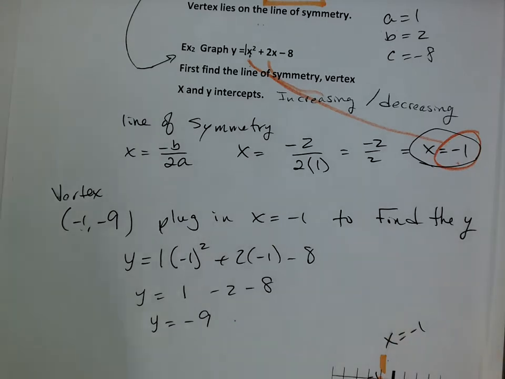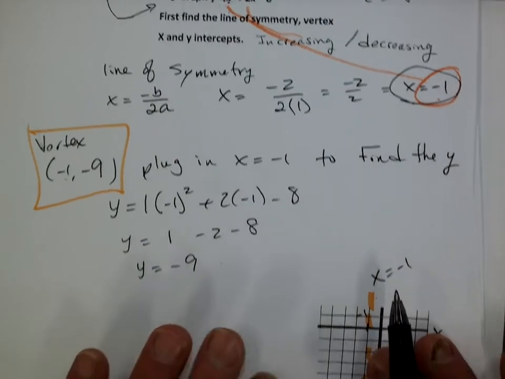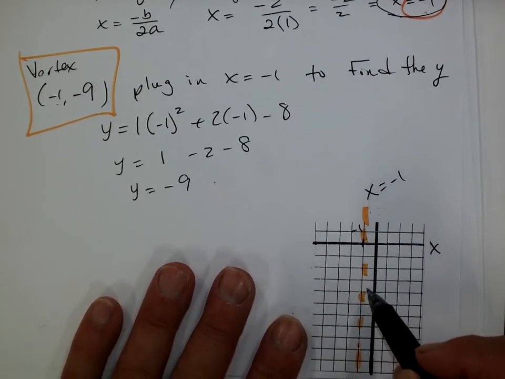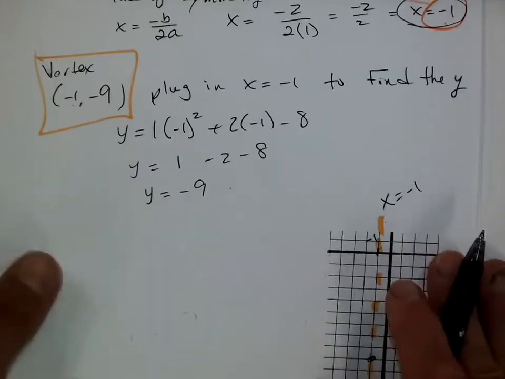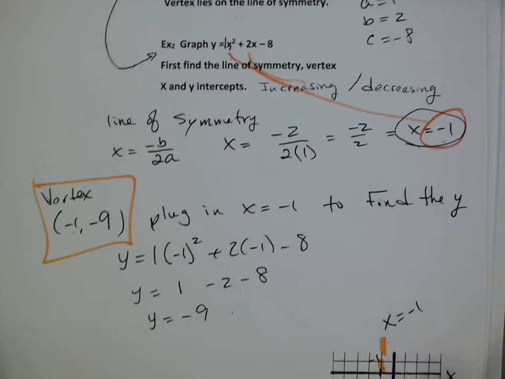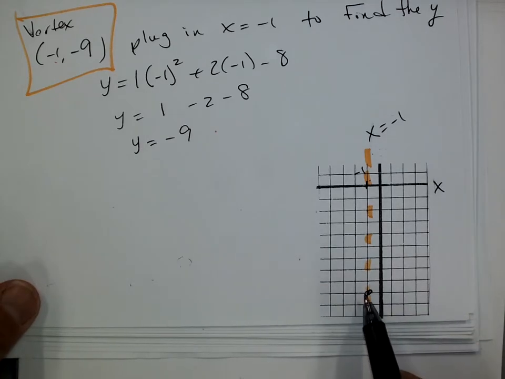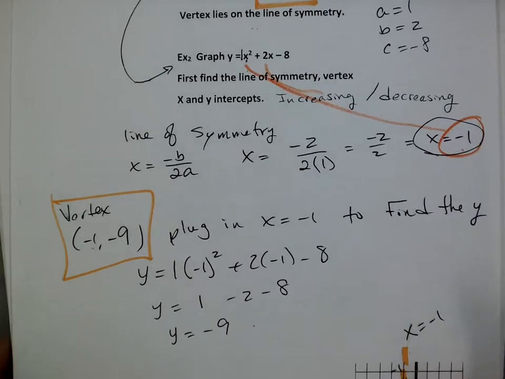Okay, awesome. So let's graph that. So let's find my vertex at negative 1, and go down 1, 2, 3, 4, 5, 6, 7, 8, 9. Okay, sorry, let me put it back up there. There's my vertex.